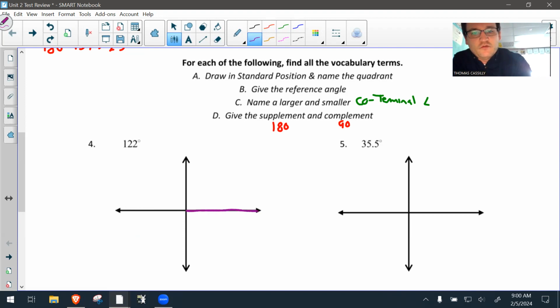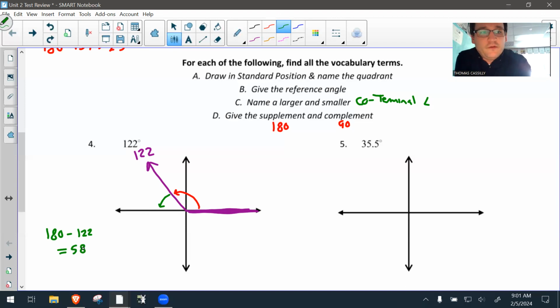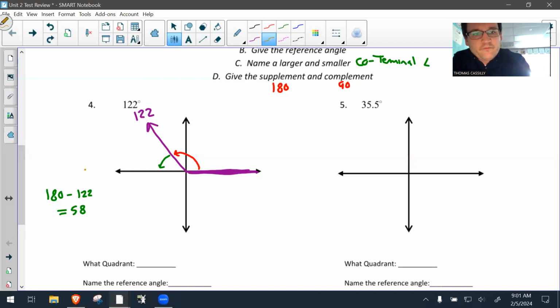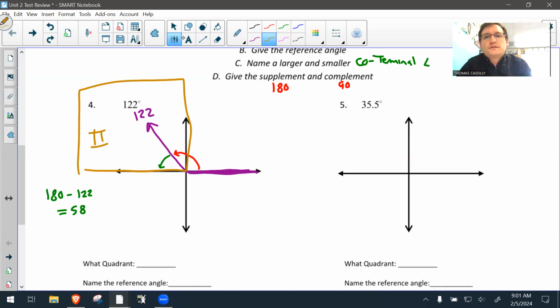drawing it in standard position, we're going to start off on the positive x-axis and get up to 122. So that's going to be more or less right here. This is a 122-degree angle. It's a positive angle. Okay. So they want us to name the reference angle. That's going to be what it takes to get us down to 180. So we just got to think, all right, 180 minus 122. That should be 58. So we have a reference angle of 58 degrees. So let's just go ahead and fill all of that out. What quadrant is this in? So this quadrant right here, this is the second quadrant.